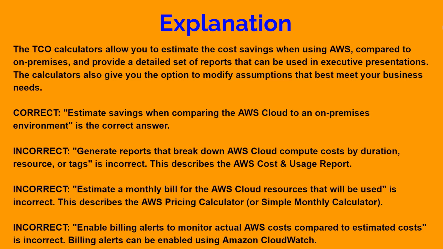Incorrect. Generate reports that break down AWS cloud compute costs by duration, resource, or tags is incorrect. This describes the AWS cost and usage report. Incorrect. Estimate a monthly bill for the AWS cloud resources that will be used is incorrect. This describes the AWS pricing calculator, or simple monthly calculator. Incorrect. Enable billing alerts to monitor actual AWS costs compared to estimated costs is incorrect. Billing alerts can be enabled using Amazon CloudWatch.